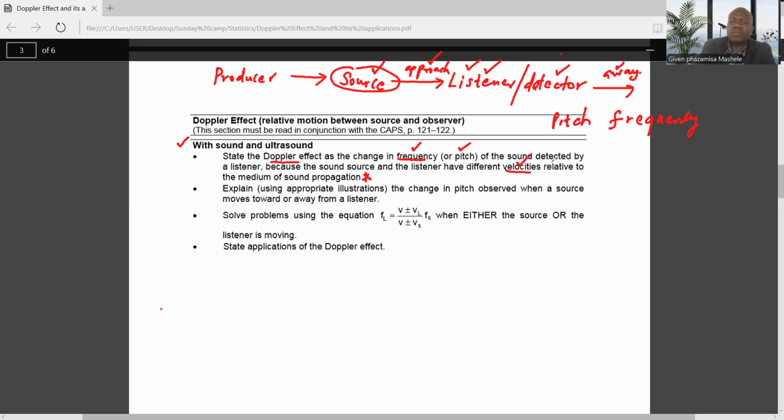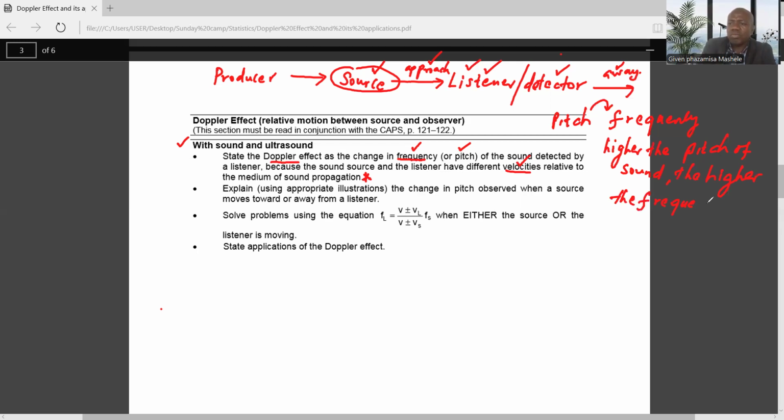So what does this mean? It means the pitch of sound is directly proportional to the frequency of sound. It means the higher the pitch of sound, the higher the frequency. So they are directly proportional.